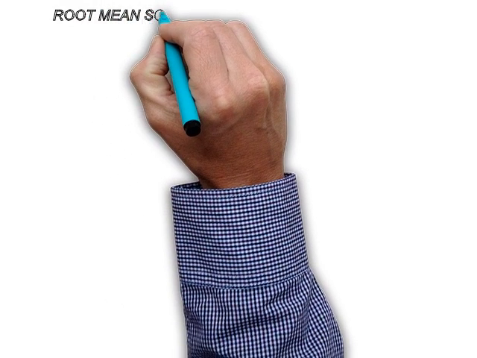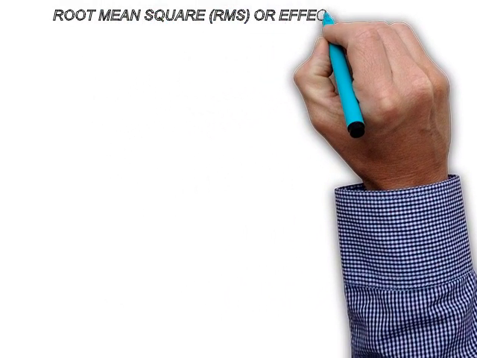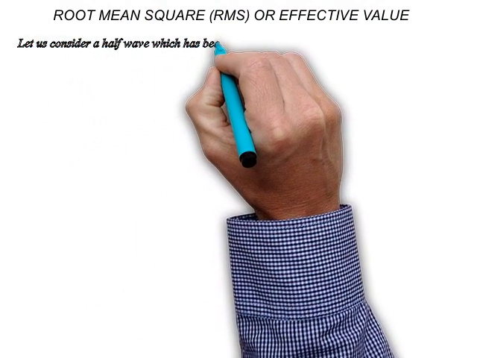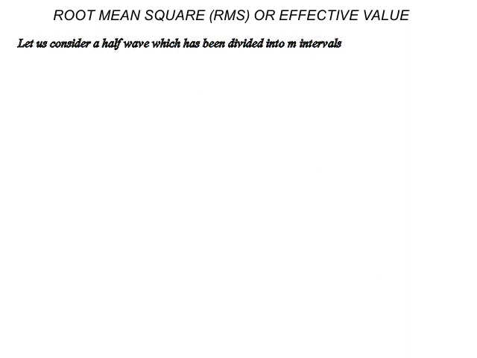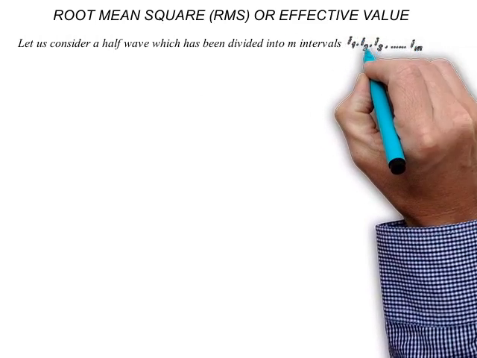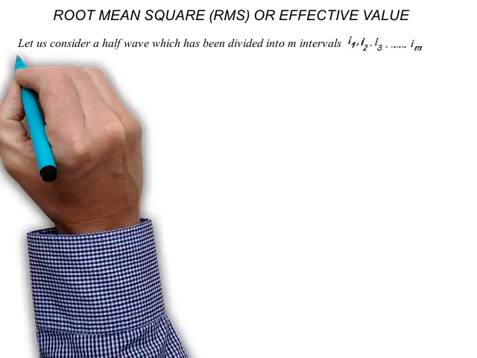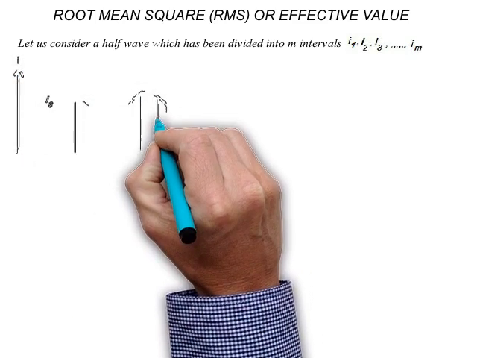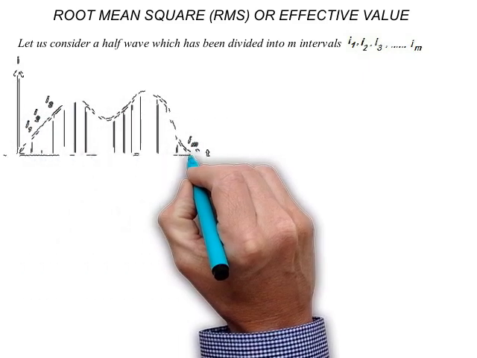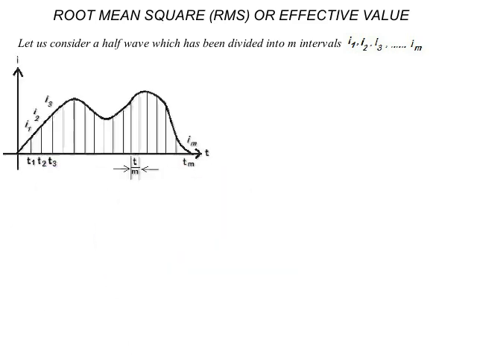Root mean square, RMS or effective value. Let us consider a half wave which has been divided into m intervals, say I1, I2, I3 and Im. Let us draw a half wave of I versus t. It has been divided into m intervals. We have T1, at T1 we have I1, T2 we have I2, at T3 we have I3, and each interval is of length T by m.